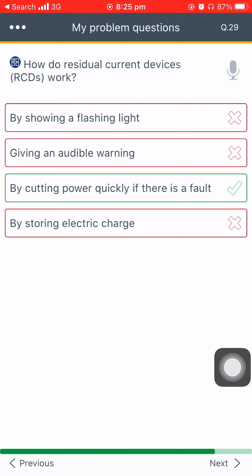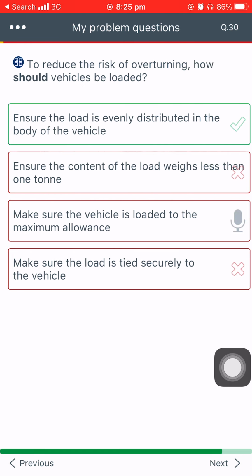How do residual current devices, RCDs, work? By showing a flashing light, giving an audible warning, by cutting power quickly if there is a fault, by storing electric charge.